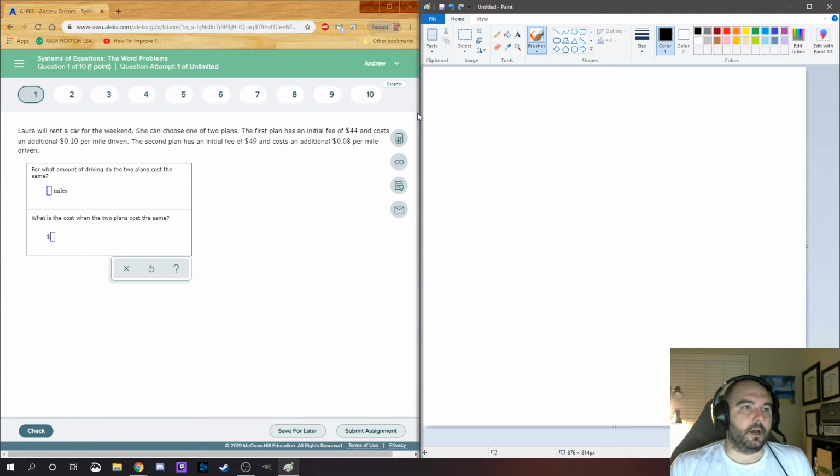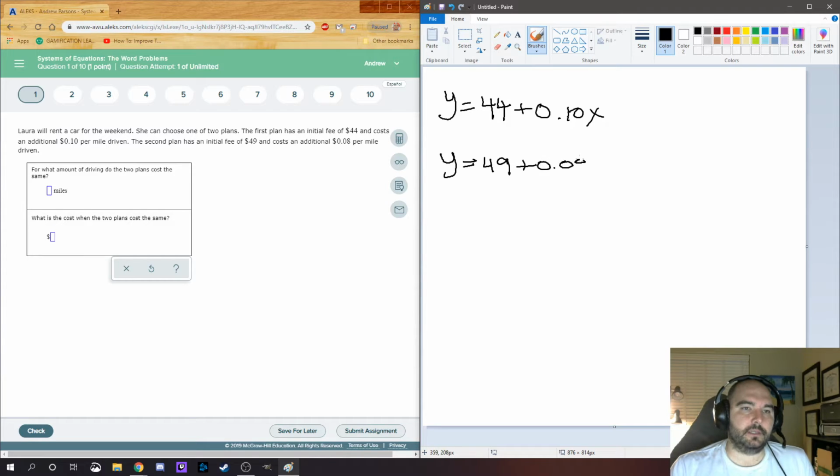Okay, here we go. So there's two plans. When I'm talking about the cost of a plan, we're going to use variables. I'm going to use y. Y is the cost of a plan. We don't know what the cost of the plan is, but we know that the first plan costs $44 for sure, plus they charge you 10 cents per mile driven. That's it. That's an equation. The second plan, which is also arguably equal to y, because that's the cost of a plan, is $49 plus 8 cents per mile.